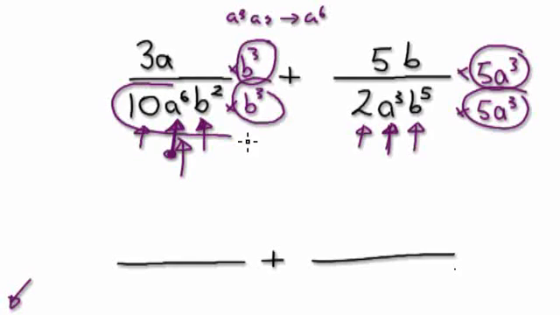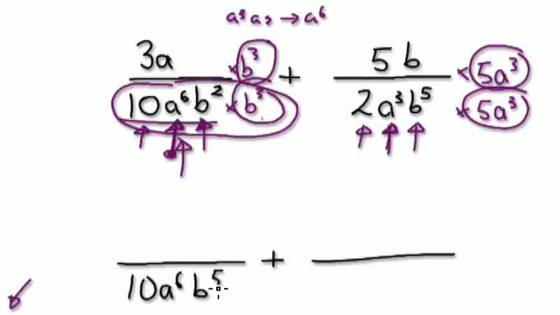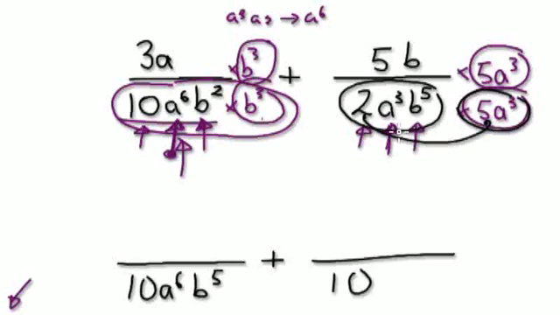Now let's do this. This thing here times B to the power 3 will be 10A to the power 6, B to the power 5. Okay, and then over here, this times this would be 10. Well, 2 times the 5 here. The A to the power 3 times A to the power 3, which is A to the power 6. And then you've got B to the power 5, just B to the power 5.